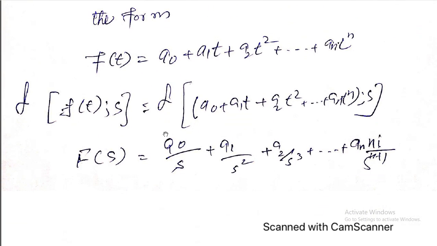So taking the Laplace on both sides, the Laplace of this function will be equal to f of s. The Laplace of a naught is a naught by s, and for a1 t, the Laplace of t is 1 by s square, and a1 is constant. The Laplace of t square is 2 by s cube, a2 is constant, and similarly the Laplace of t power n is n factorial divided by s power n plus 1. It has been proved.